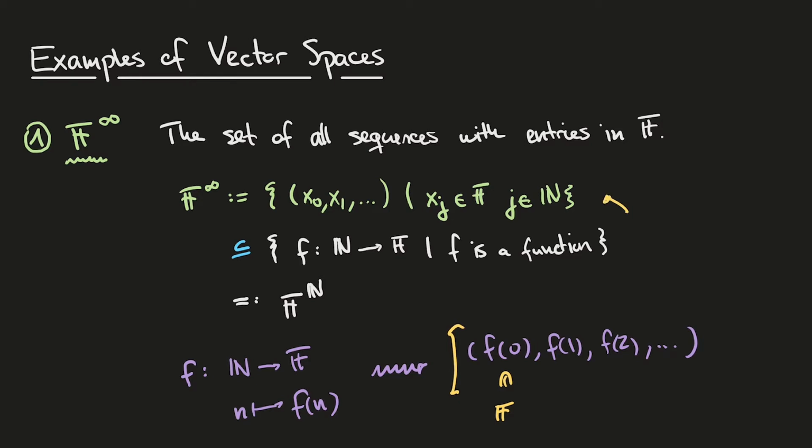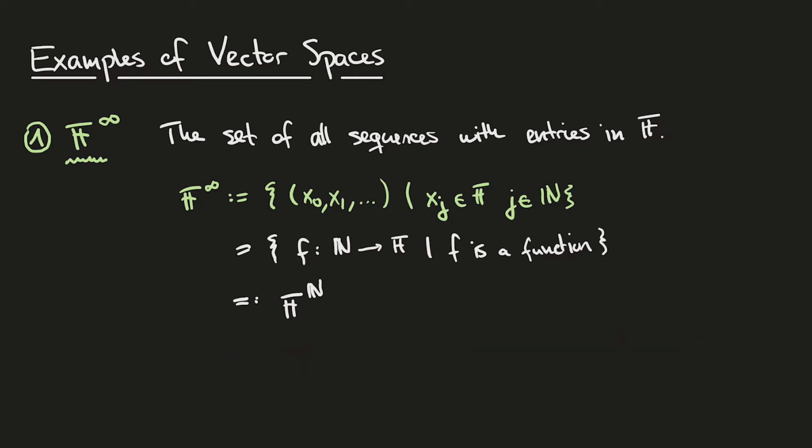So we've just shown that for each function from n to f, we can get a corresponding sequence with entries in f. So this proves the other inclusion. And so this shows that indeed what I wrote before is correct. We have an equality between these two sets. Okay, so far we've defined this underlying set of f infinity, and I've given you 2 ways to look at it, either as the set of sequences with entries in f, or as the set of functions from the natural numbers to our field f.